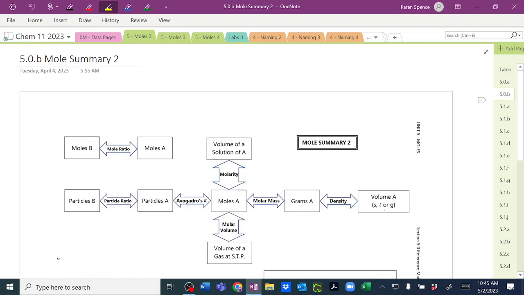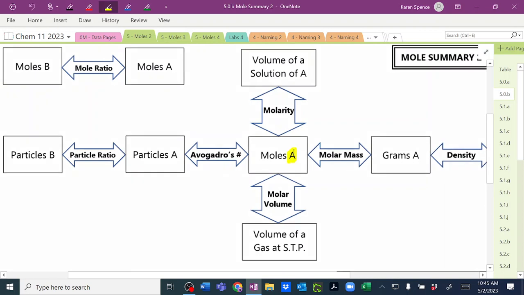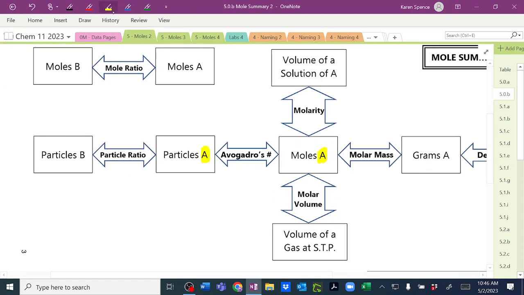Let's see, is there anything else here? This is sort of a simplified chart. This is on the next page. You can see you have moles of A can only be converted into particles of A. So if you have a dozen eggs, you can only find the number of eggs. If I have moles of water, I can only find the number of water molecules. If I have moles of carbon, I can only find the number of carbon atoms. Then if I want to convert between those particular particles and a different kind of particle, I would have to use the particle ratio.